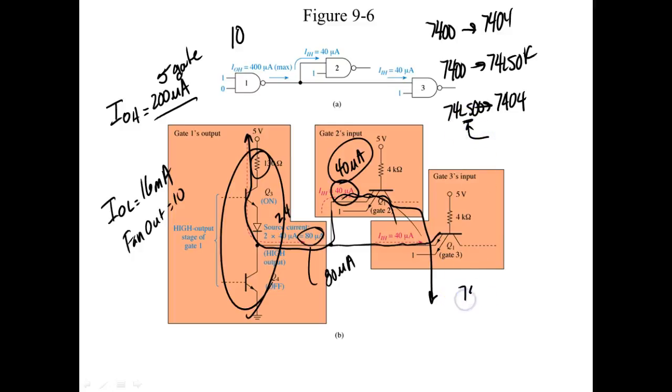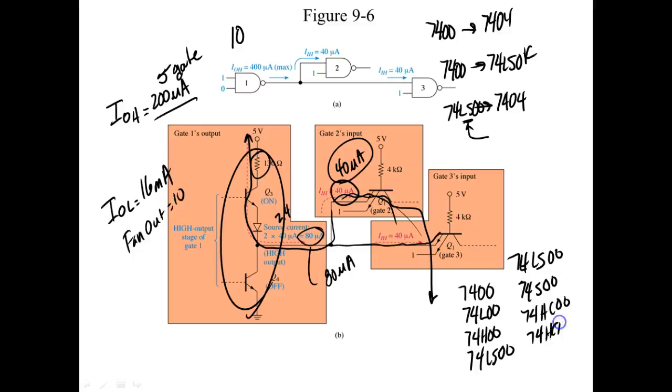So I've got a 74. I got a 7400. I got a 74L100, which we can't find anymore. I had a 74H100. I had a 74LS100. I have a 74S100. I have a 74HC100. I have a 74HCT100. Now, what are those center letters telling you? Well, not only the speed, it's telling me the power.